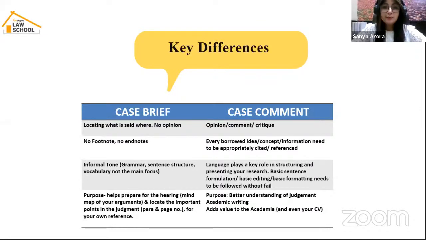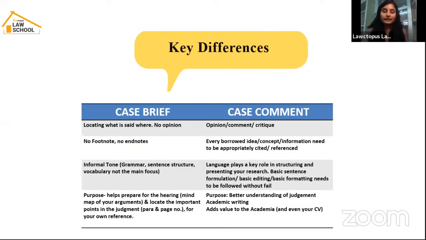And in a case brief, we do not have any footnotes or endnotes. They are for our reference. We are not trying to beautify or lengthen them unnecessarily. We are trying to keep them as short as possible, only for our reference. So we do not put any footnotes or endnotes.